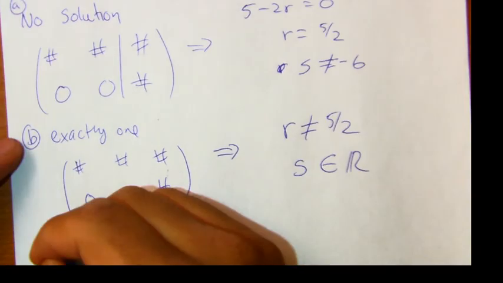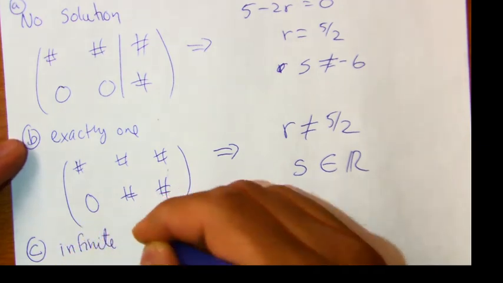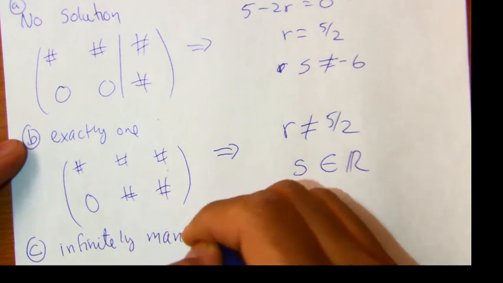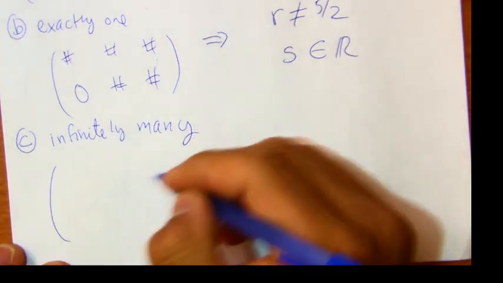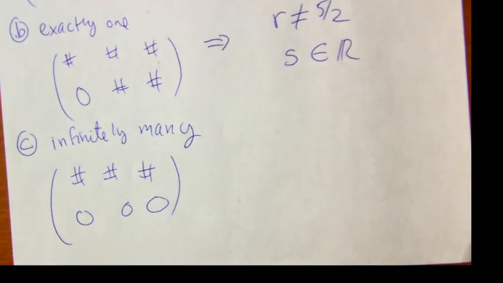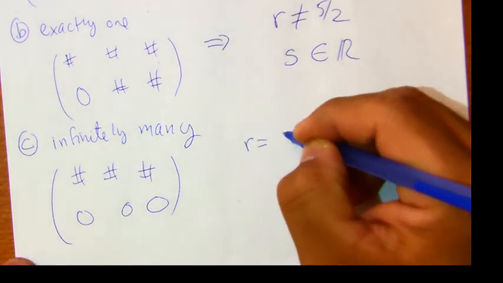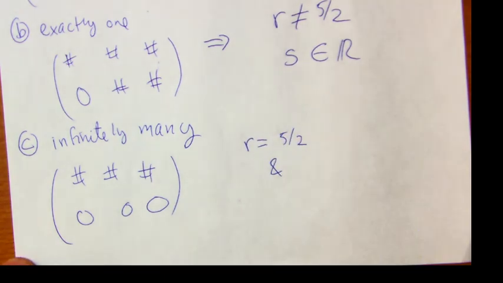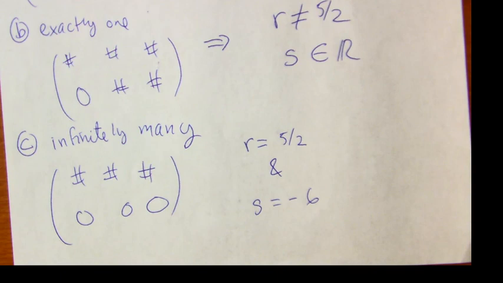Now, the last one, where we have infinitely many solutions. That's going to happen where I have a number, 0, 0, 0. So in that case, from above, R has to be 5/2, and I need S to be equal to -6. When I have that, that corresponds to infinitely many solutions. And that is how you do problem number 1.